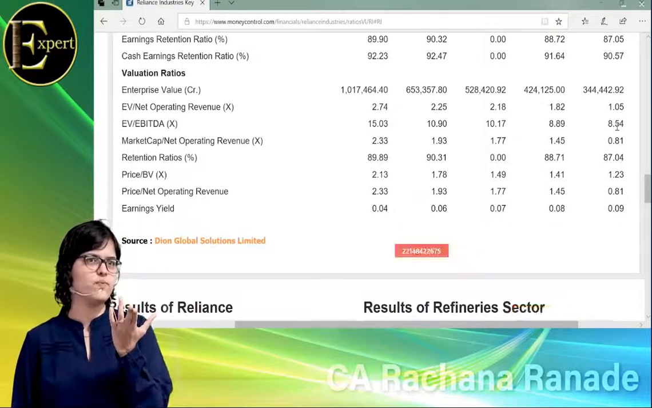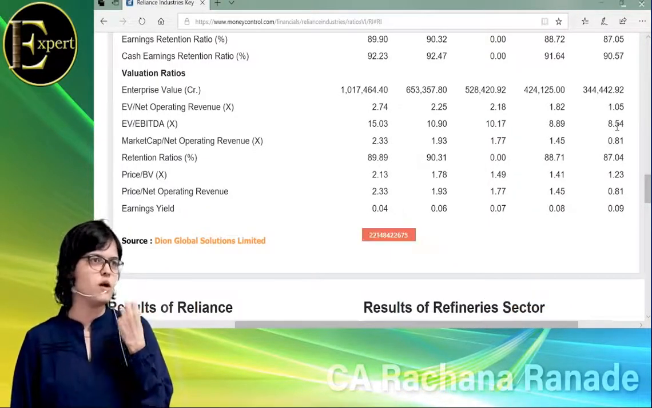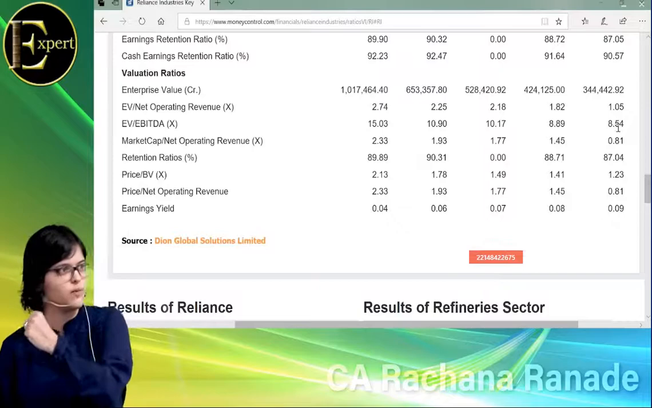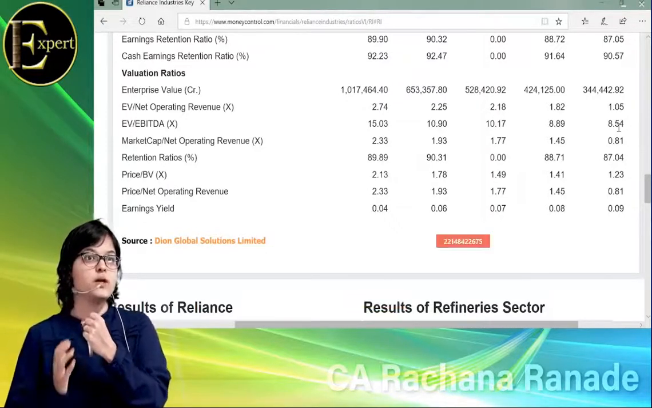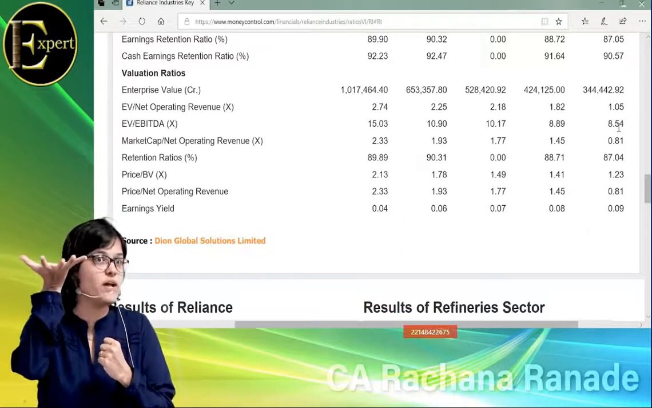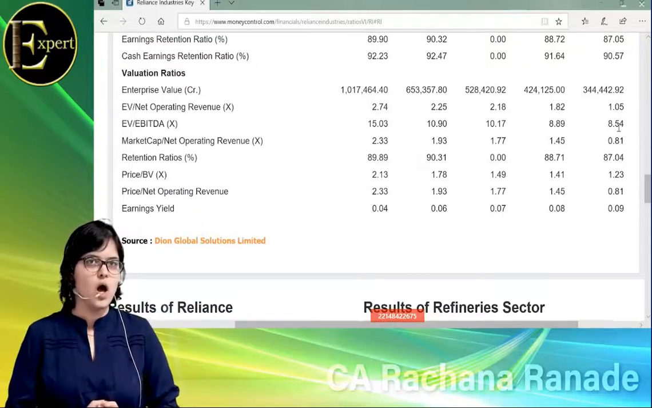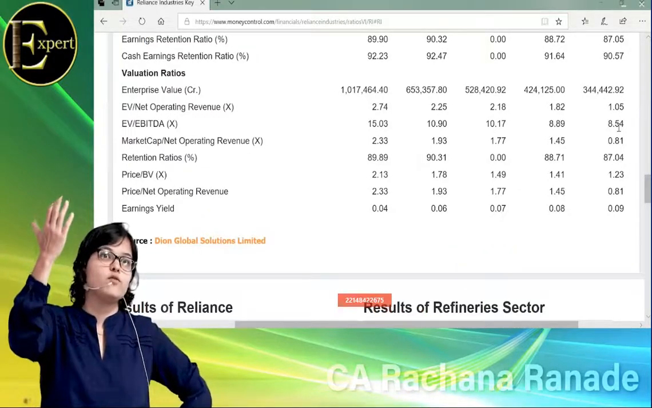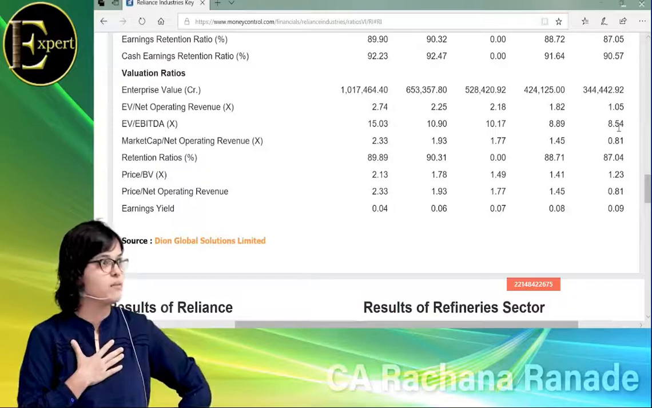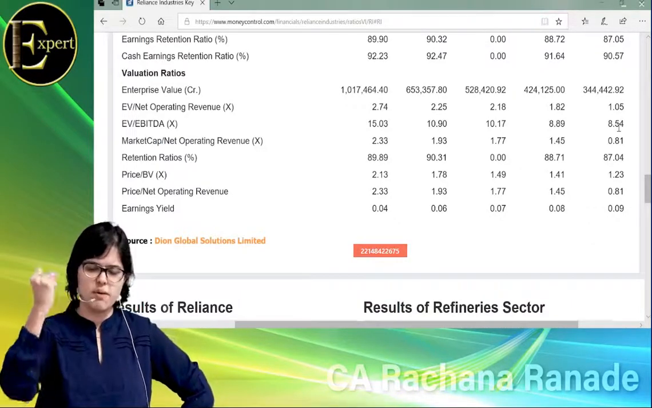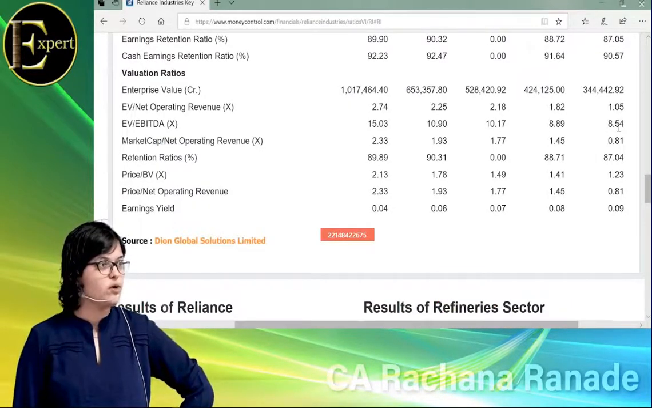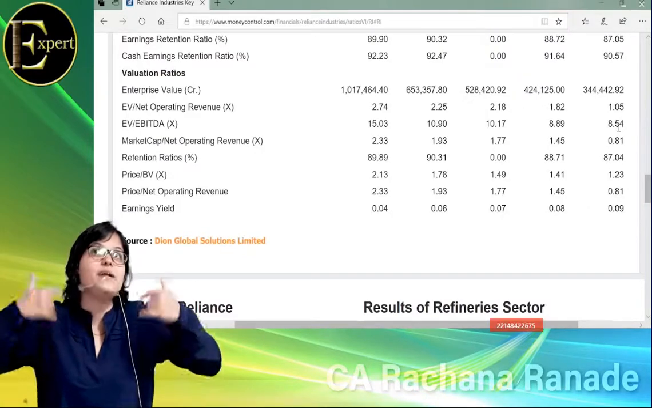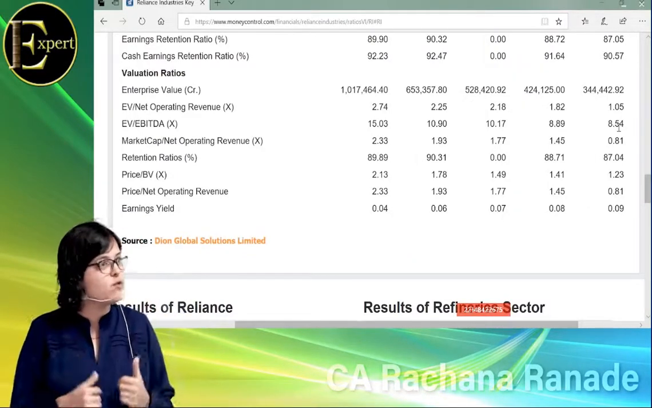8 times your EBITDA, 8 times your earnings before interest, tax, depreciation, amortization, is the value of that entire company. How many times of the earnings am I ready to pay to acquire that entire company? When I want to buy out Reliance, then I have to understand its current earning, and how many times I am ready to pay to buy out the entire company.